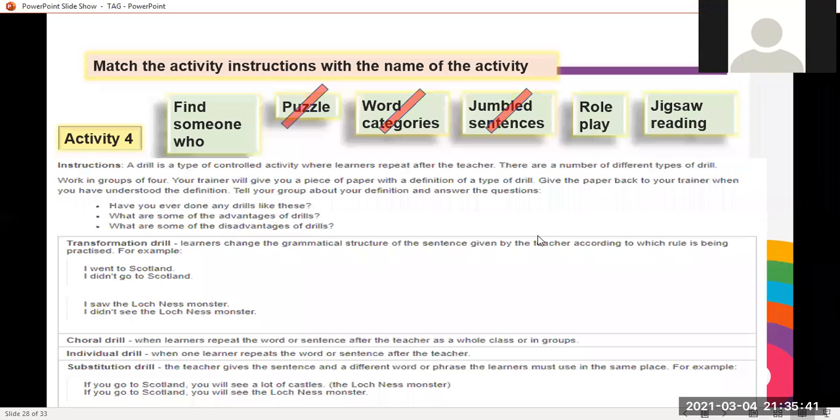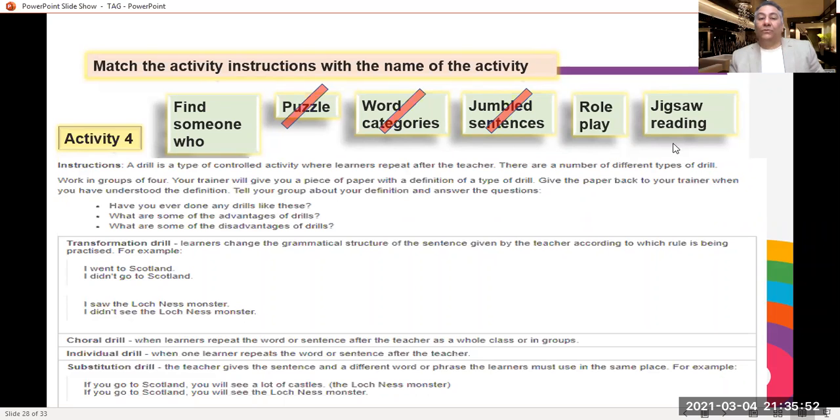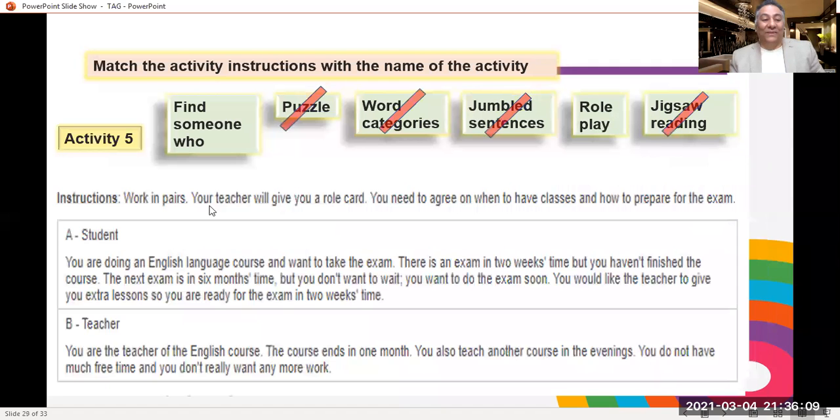What's the answer here? What's the activity? Role play, jigsaw reading, find someone who. Jigsaw reading. Ms. Zainab again with the correct answer. Yes, thank you. Jigsaw reading, okay. Activity number 5, work in pairs.